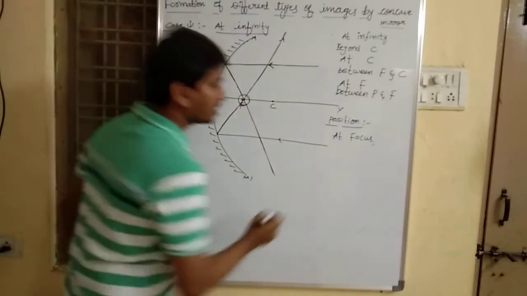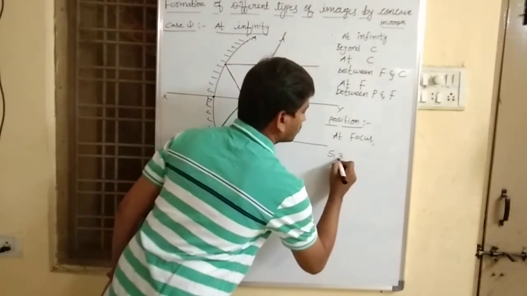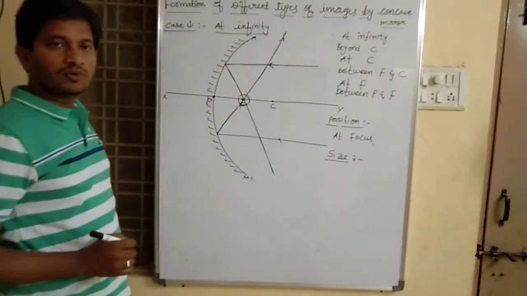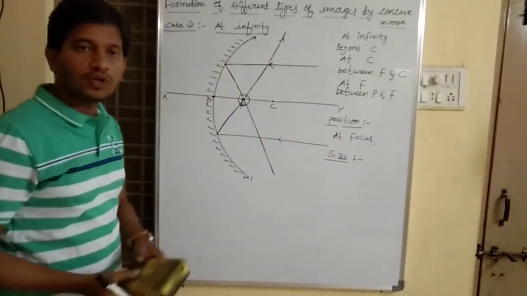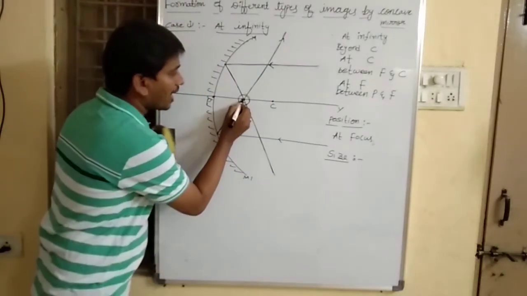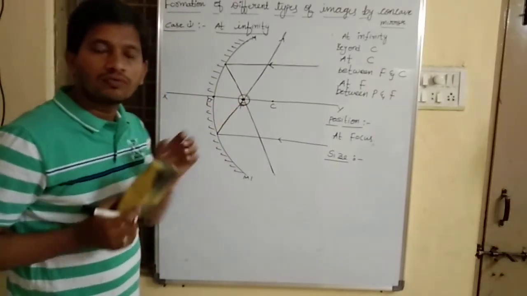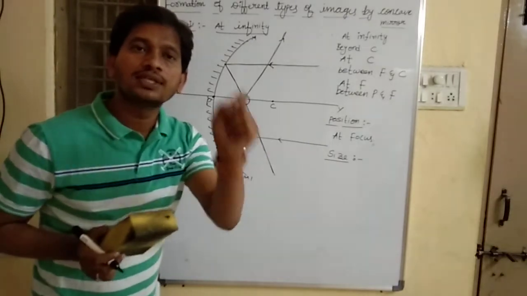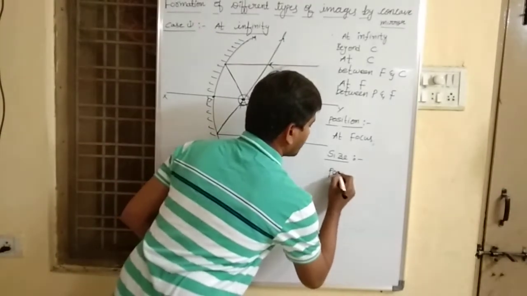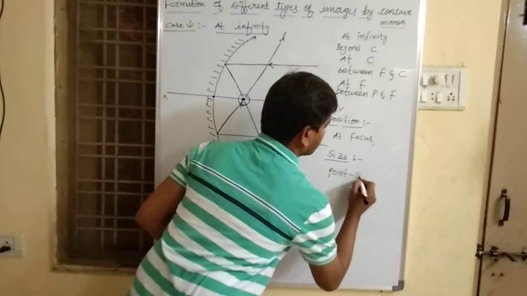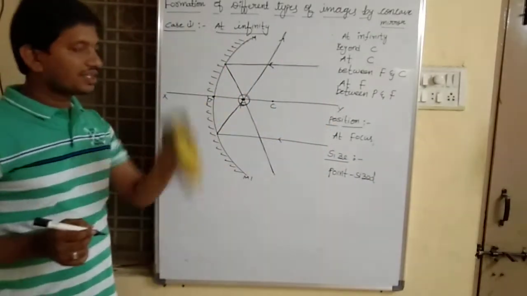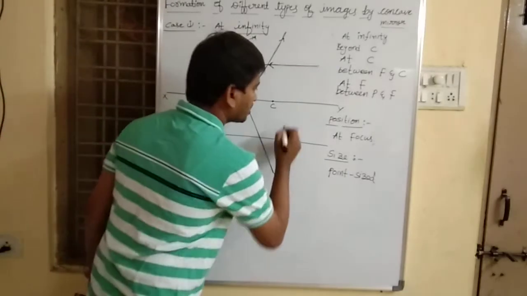And what about the second characteristic, that is size? What is the size of the image? If you observe, we got a point size image, which is very small, highly diminished. The size of the image is point size. So that is the second characteristic. And the third characteristic is nature.